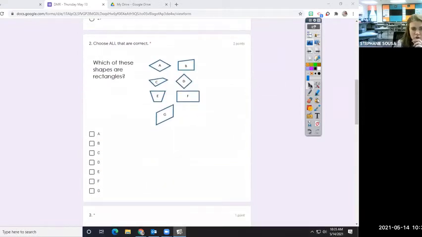Number 2, choose all that are correct. And all means 2 in this case. Which of these shapes are rectangles? F is a very clearly visible rectangle. And also please remember that squares are rectangles. D is a square. Squares are rectangles because rectangles require 2 sets of parallel sides.